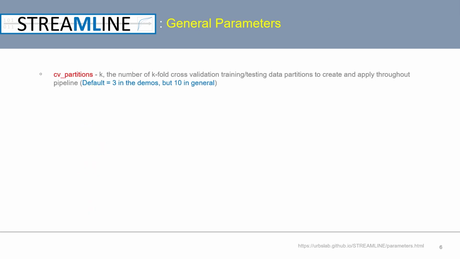Moving on to general run parameters, CV partitions is the run parameter that defines K, the number of K-fold cross-validation training and testing set partitions to create and apply throughout the pipeline. A default of 3 partitions is used in the demo, but an internal default of 10 partitions is built into Streamline more broadly. Partition method is the run parameter that defines the cross-validation strategy to be used, which has a default setting of stratified partitioning and the options of stratified, random, or group partitioning.